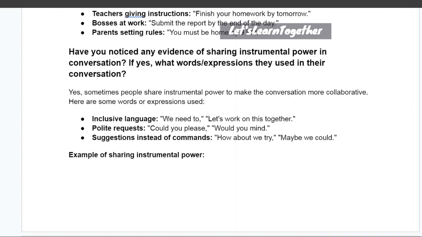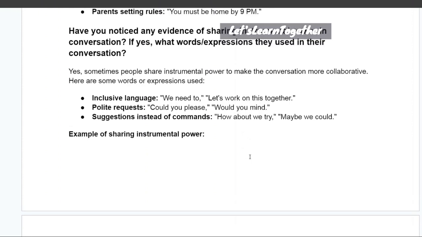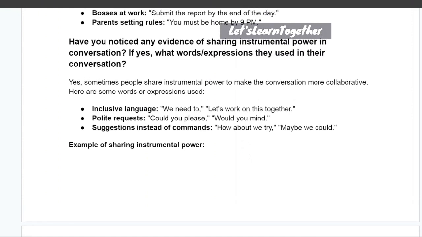That means, look, when we use these sorts of phrases in our sentences, they create a positive impact on people, and at the same time our work is being done. So instrumental power does not always mean that our tone will be very ordering. Okay, it also means that our tone will be in such a way that people will feel collaborated or valued while completing the tasks that are assigned to them.